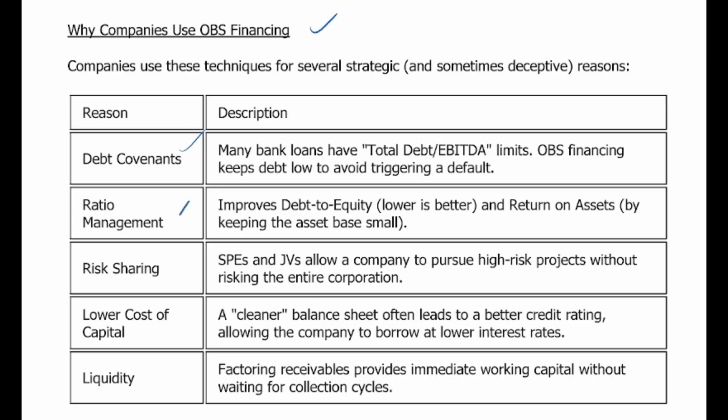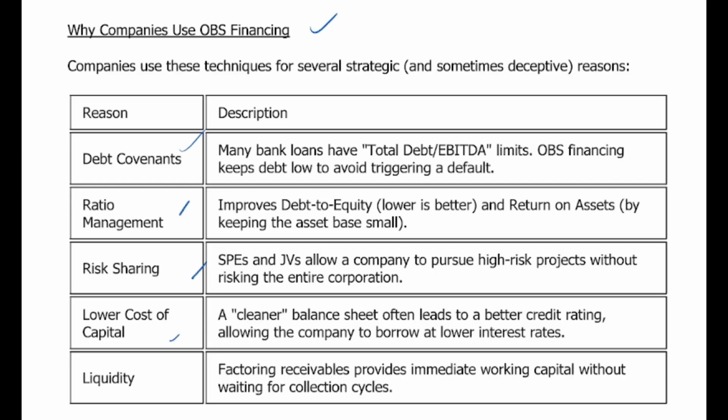Then the ratio management. As we discussed, it can improve the parent company's ratio performance if these companies create some special purpose entity or joint venture to carry out a specific high risk project. Again, the risk sharing. These joint ventures and special purpose entities allow the company to share its risk. Suppose a company has a higher risk project, it can create a special entity to carry out that risk instead of affecting the entire corporation or organization.